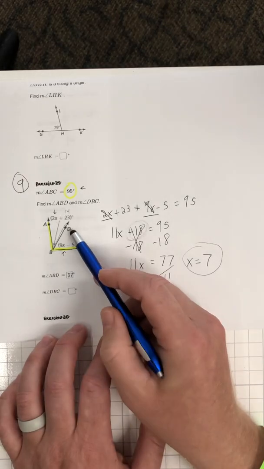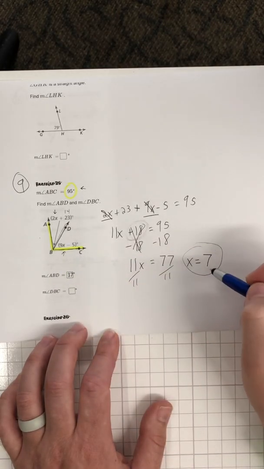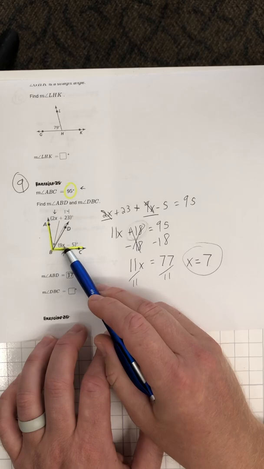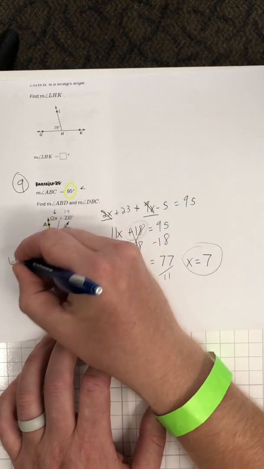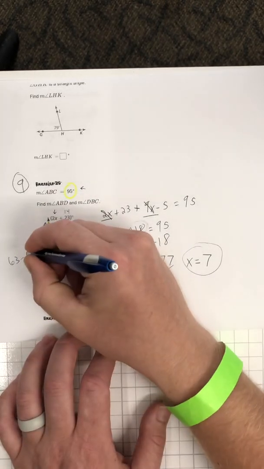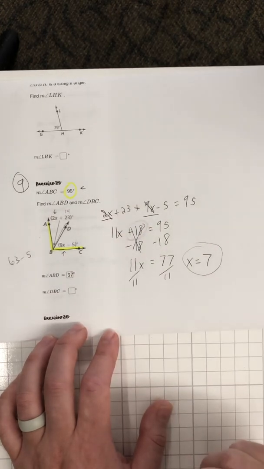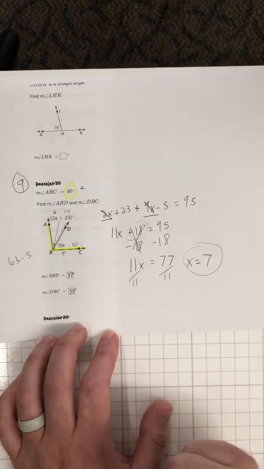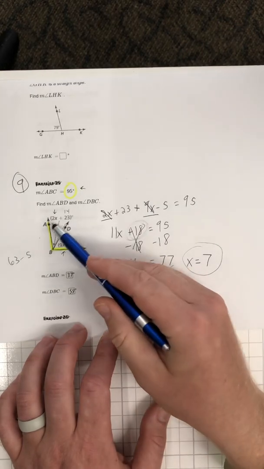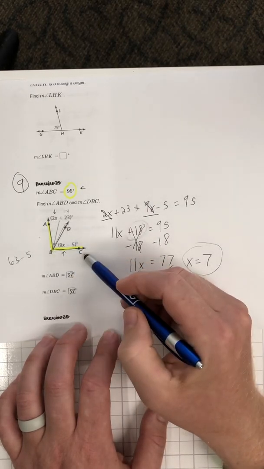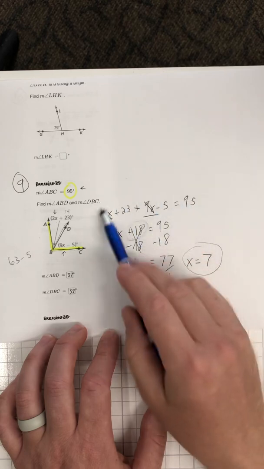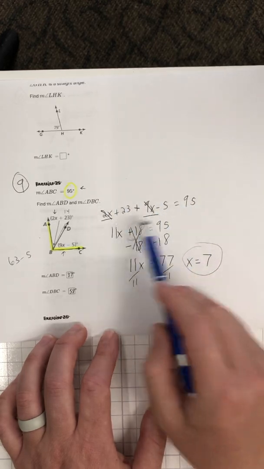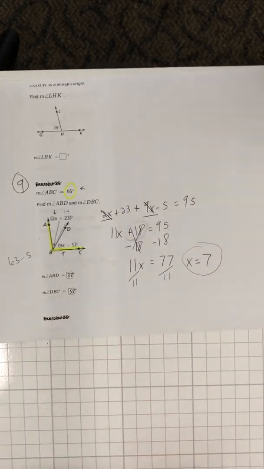And then DBC, let's do the same thing. 7 times 9 is 63. What is 63 minus 5? That is 58. There you go, just like that. We found the two smaller angle measures because we set up an algebraic equation using the expressions and knowing that the full angle was equal to 95 degrees.